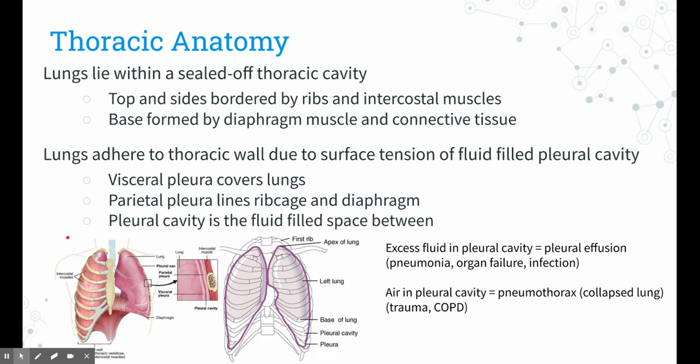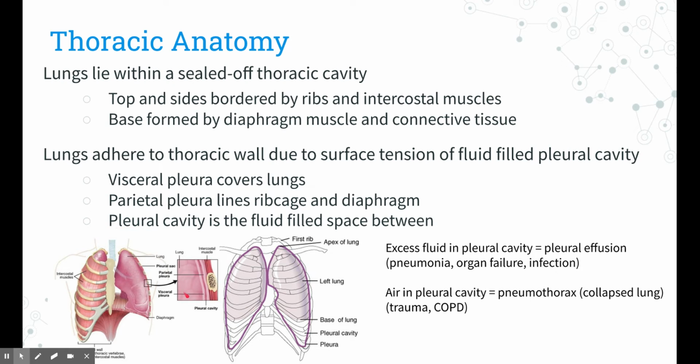The space between those membranes is called the pleural cavity, and it's filled with fluid. That fluid helps to minimize friction between the lungs and the wall of the thoracic cavity, and also helps to maintain surface tension, which holds the lungs open, ready to receive air.